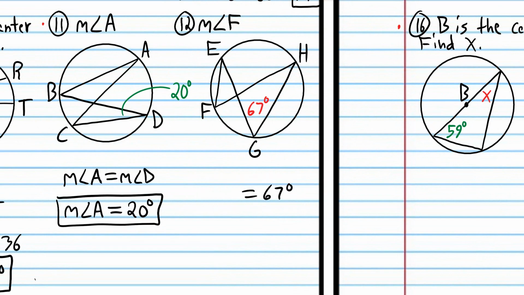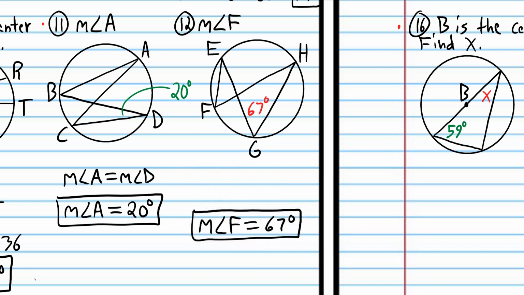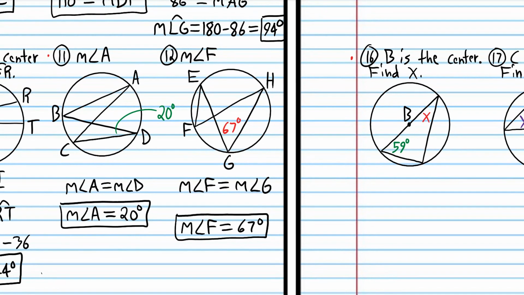If you look back at this, I should probably do an extra step there. I'm just going to do one extra step just to make sure you understand what's going on here. So measure of angle F is equal to measure of angle G.